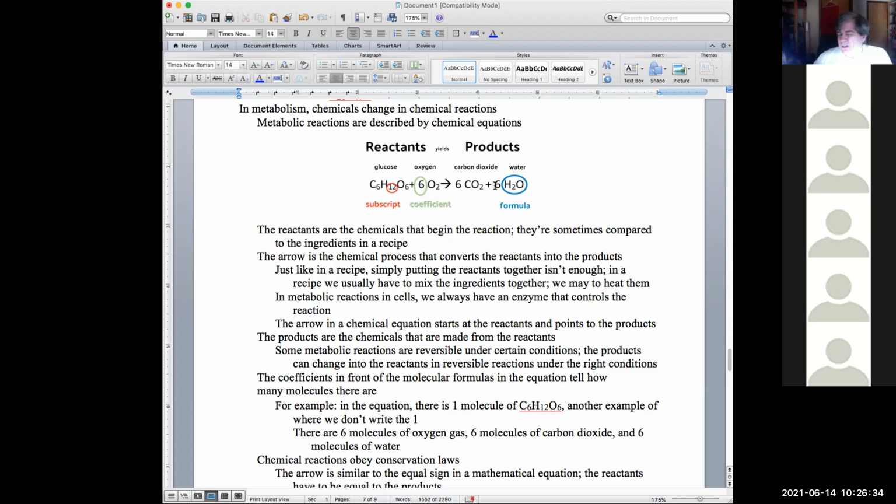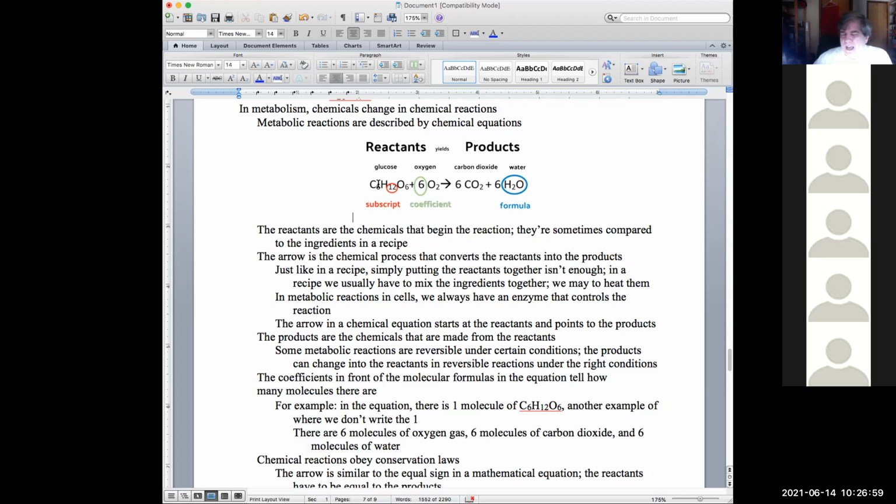Now, in this case, notice we have 6 water molecules. That's what the 6 out in front means. So we set our arrow as like an equal sign. So one of the things that has to be equal on both sides of our arrow is the number of atoms of every type.